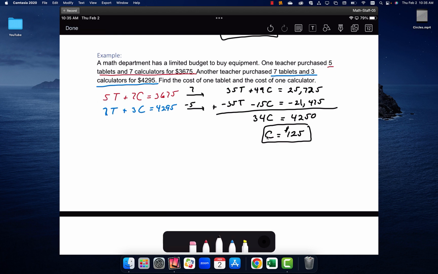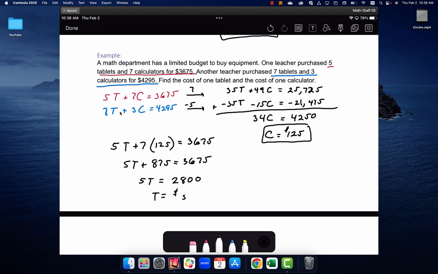And you can plug that c value into either of the first two equations. It doesn't matter which one. You'll get the same answer either way. I'm just going to use 5t plus 7 times c, which we found to be 125, is equal to 3675. 5t plus 875 is equal to 3675. Subtract the 875 and we get 2800. Divide that by 5 and we get that each tablet costs $560.